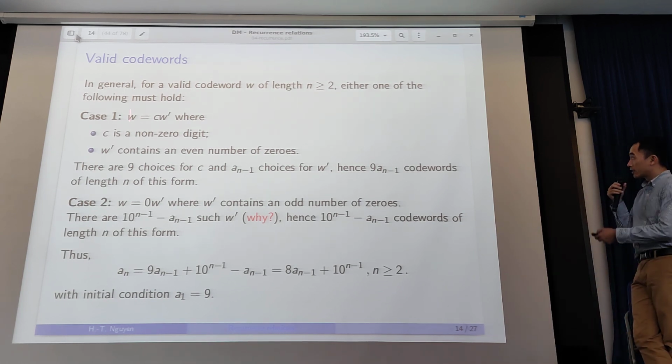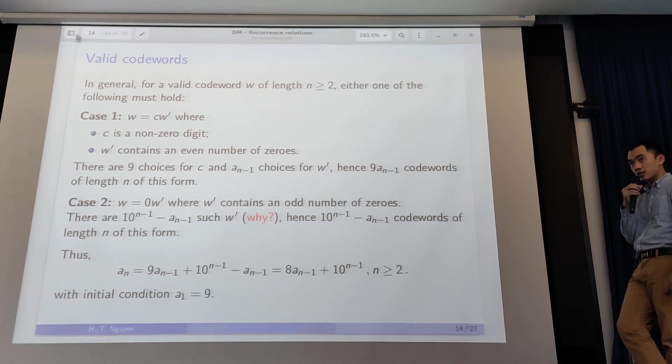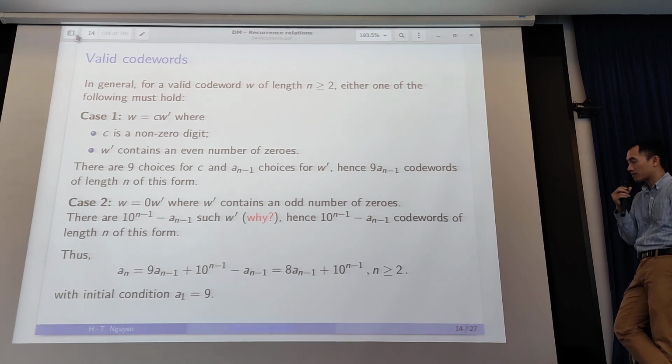Okay? So the takeaway here is that you try to reduce the size of your object so that you can express it in terms of the smaller objects. So here you have a word of length n. You try to cut the character to reduce it to words of length n-1. And when you have n-1, you can express it in terms of the previous terms in the sequence. Okay?